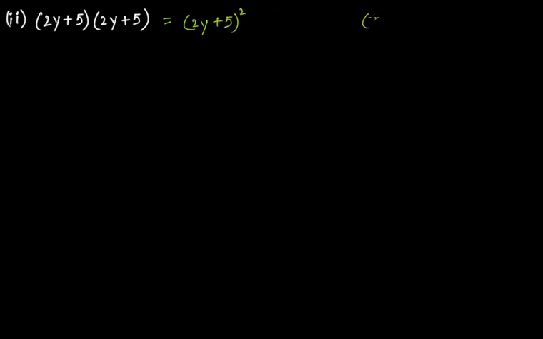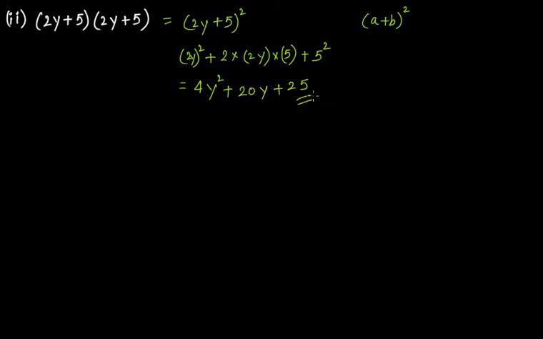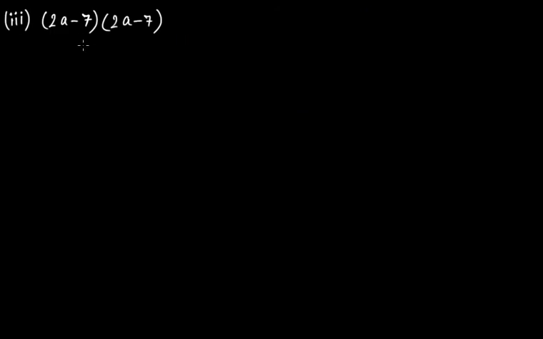It should remind you of a plus b whole squared. A is 2y, b is 5, therefore 2y whole squared plus 2 multiplied by 2y multiplied by 5, plus 5 squared. So this is 4y squared plus 2 times 2 is 4 times 5 is 20y plus 25. This is your answer.